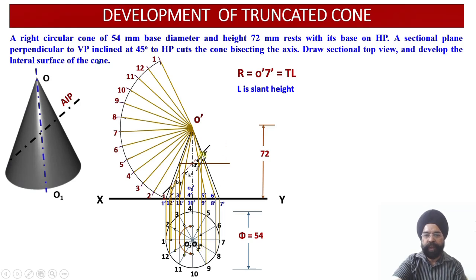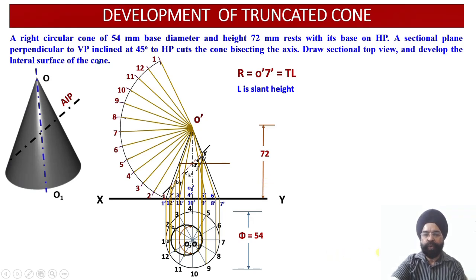And finally the last point G. G lies on the true length, that is O dash 7 dash. You bring a vertical projector to intersect the top view of O7. So this is the point G which will be located. So all the 12 points have been located. Just see, I have joined them, and this will be a shortened ellipse. This will be the sectioned top view which is going to show me the apparent shape of this cut section.